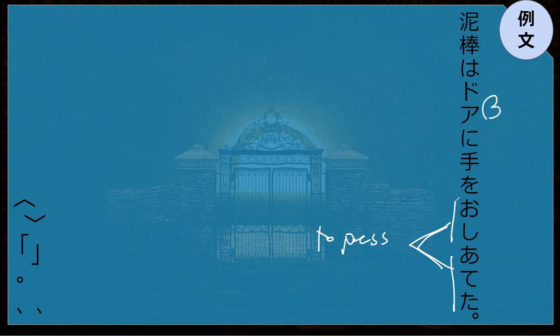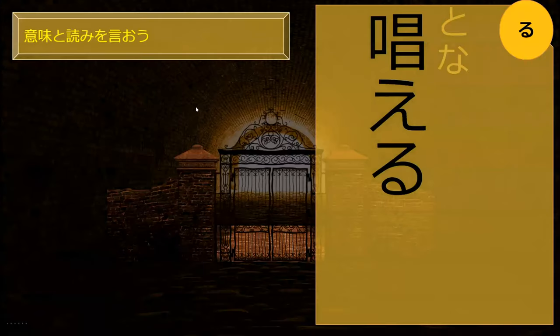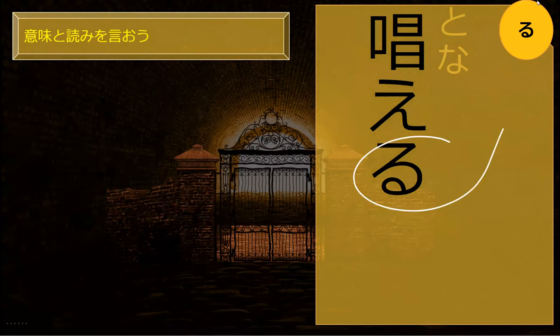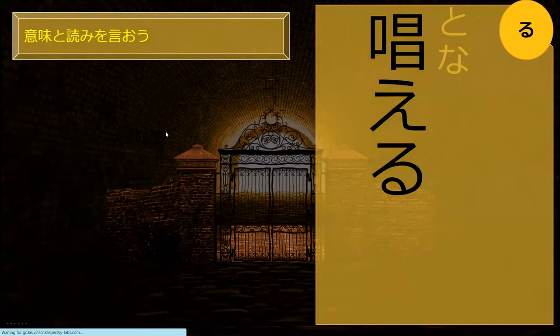What was pressed on the door? The hand. Pressed on the door. And who did that? The thief. The thief pressed the hand on the door. Thank you. And tonaeru is specifically used when you're reciting something, like a magical spell. And this is a new verb, tonaeru.